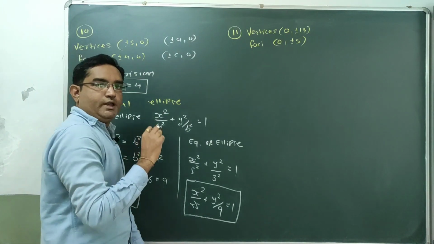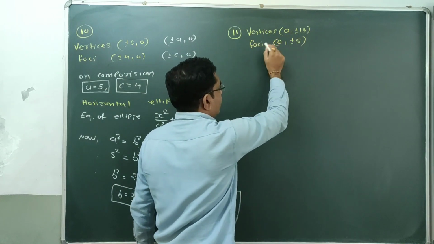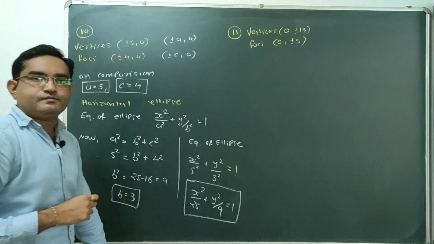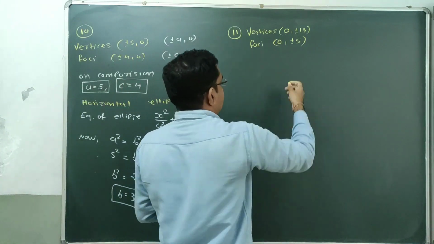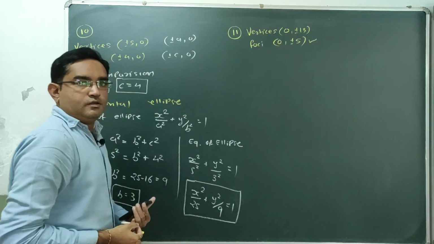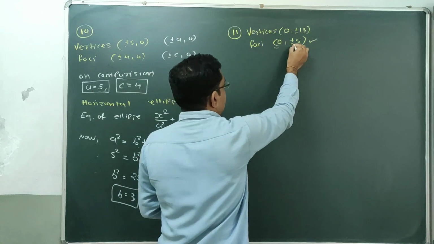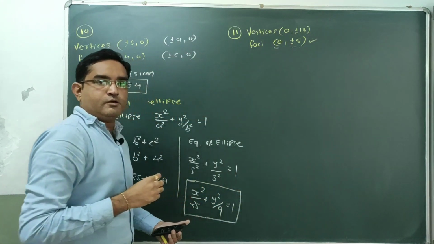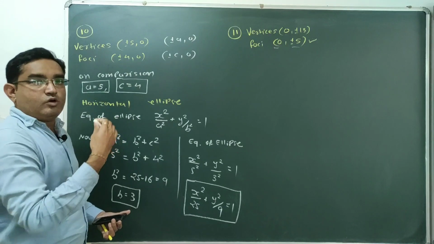Find the equation of ellipse whose vertices are 0, plus or minus 13, and foci 0, plus or minus 5. So what does our analysis say? Here foci lie along the y-axis. Coordinates of foci are 0, plus or minus 5. These coordinates are of a point which lies on the y-axis.